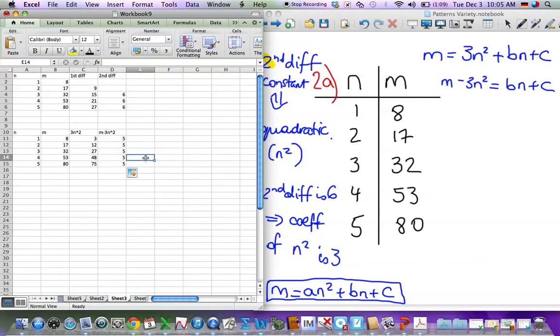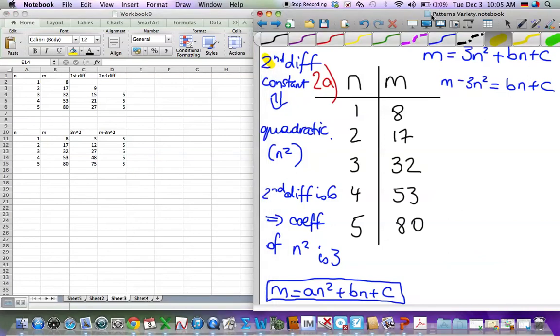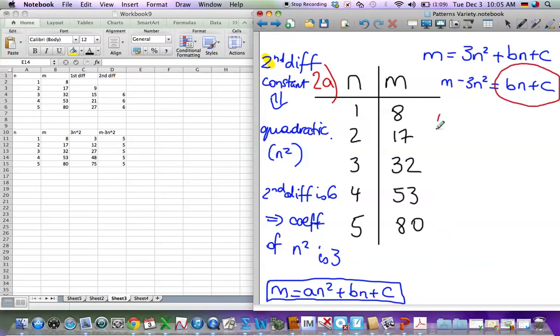Okay, so in this case, the value of this bit here, so bn plus c equals 5. Now what that tells me is that every time it's just 5. The numbers don't change, so I don't need to find the value of b, it's actually 0. So in this case, the formula is m equals 3n squared plus 5. Okay, and I think the next example will make things a little bit clearer if they're not clear yet.